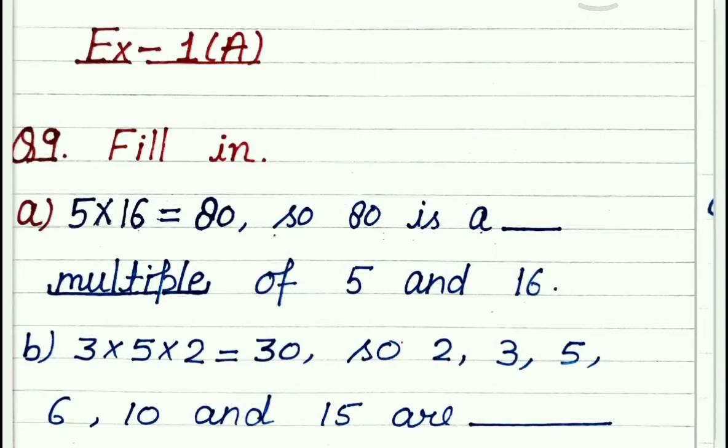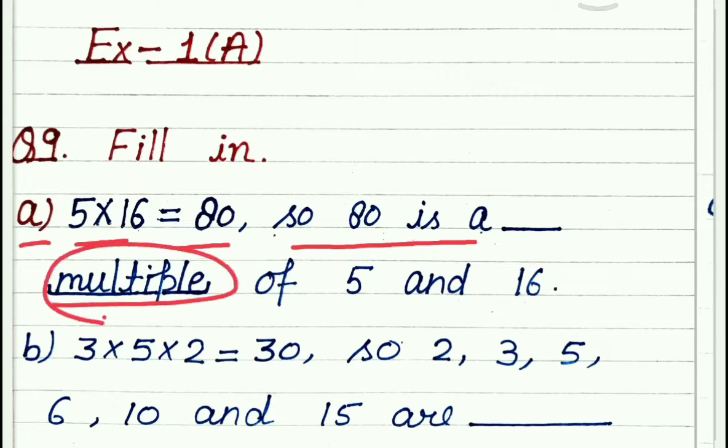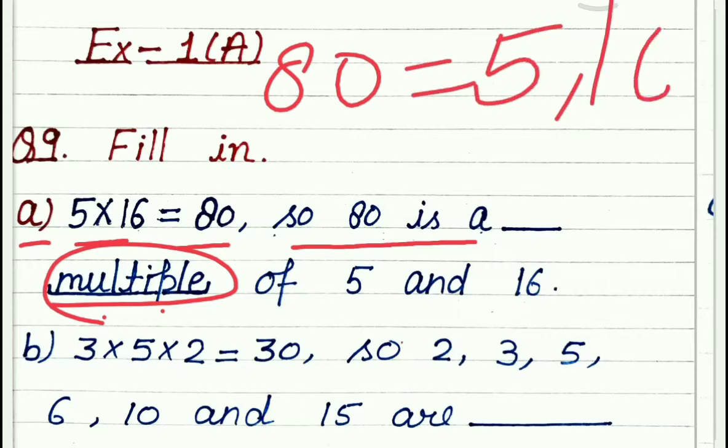Here you can see the first part. It is given 5 multiply 16 is equal to 80. So 80 is a dash of 5 and 16. What will be? 80 will be a multiple of 5 and 16. Why will it be a multiple? Because 80 comes in the table of 5 and 16 both. So it is a multiple.